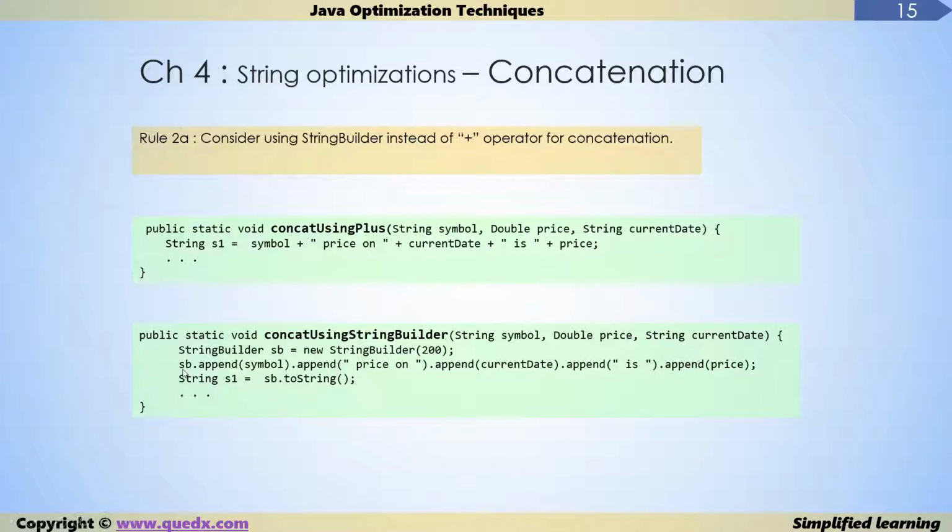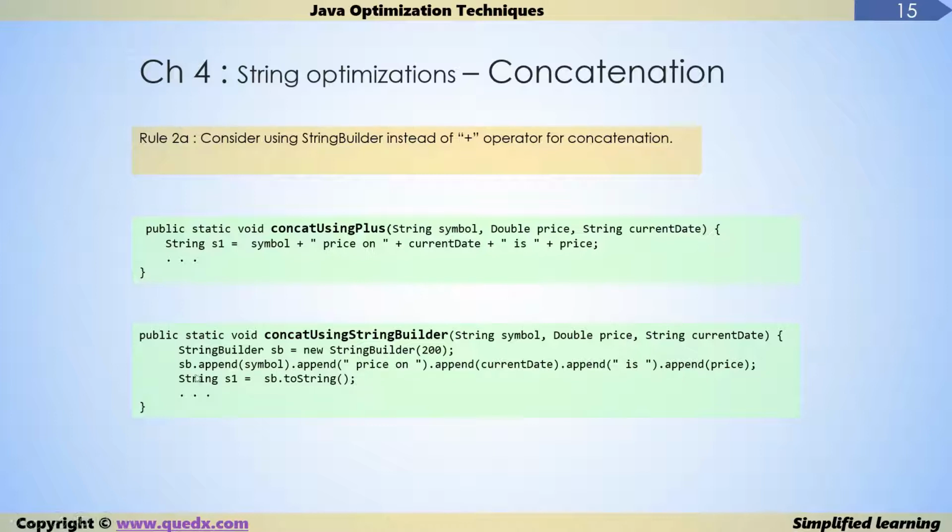Then we are calling sb.append, and we are passing the symbol. So this is going to append the content of symbol to sb, and eventually we will be calling dot append on that. Since StringBuilder is not immutable, it is still returning the same object. So in this case, sb.append is actually returning a StringBuilder, on which we are again invoking dot append.